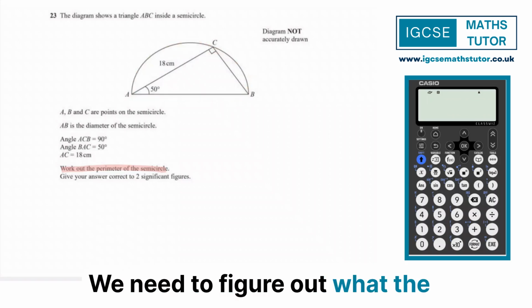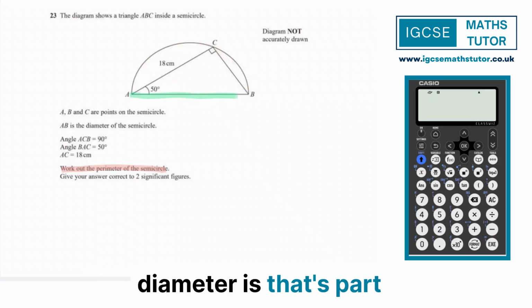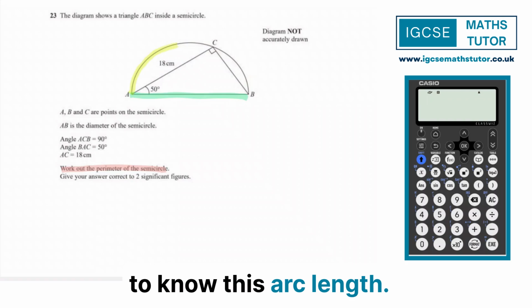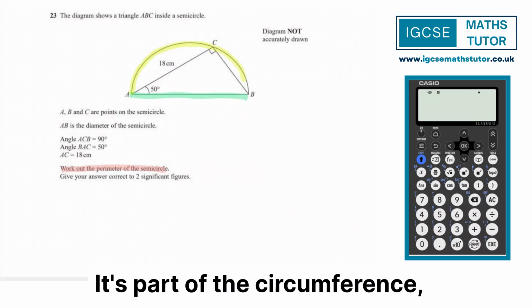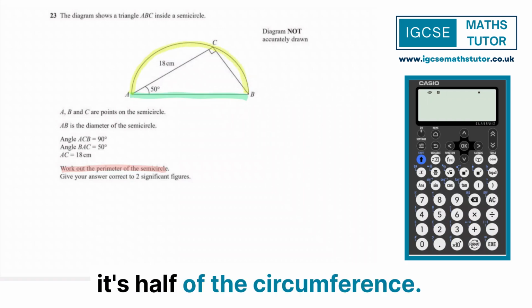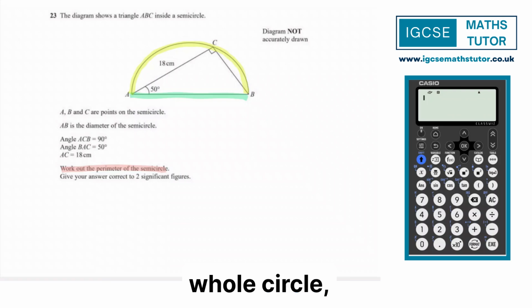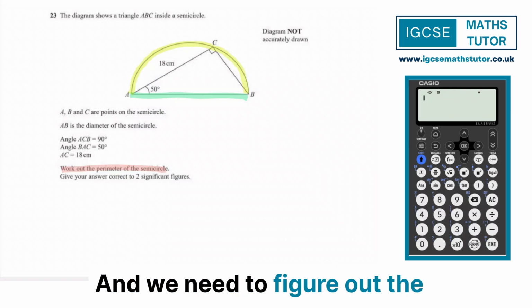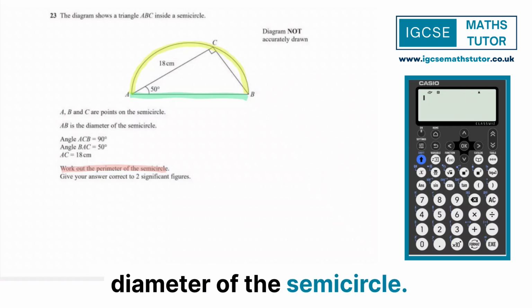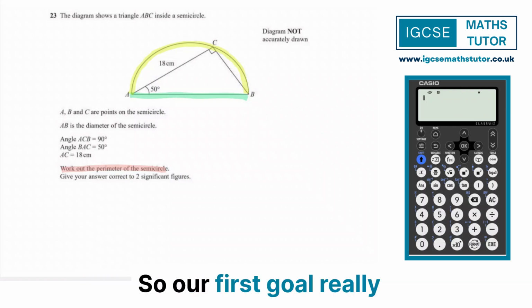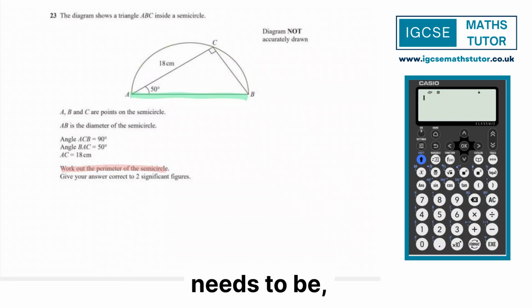So we've got to figure out 2 things actually here. We need to figure out what the diameter is, because that's part of the perimeter. And we're also going to need to know this arc length. It's part of the circumference. Because it's a semicircle, it's half of the circumference. So if we can work out the circumference of the whole circle, we can get that yellow length just by halving it. And we need to figure out the diameter of the semicircle. And actually, we're going to need that to get the circumference anyway. So our first goal really needs to be, can we figure out that green length?